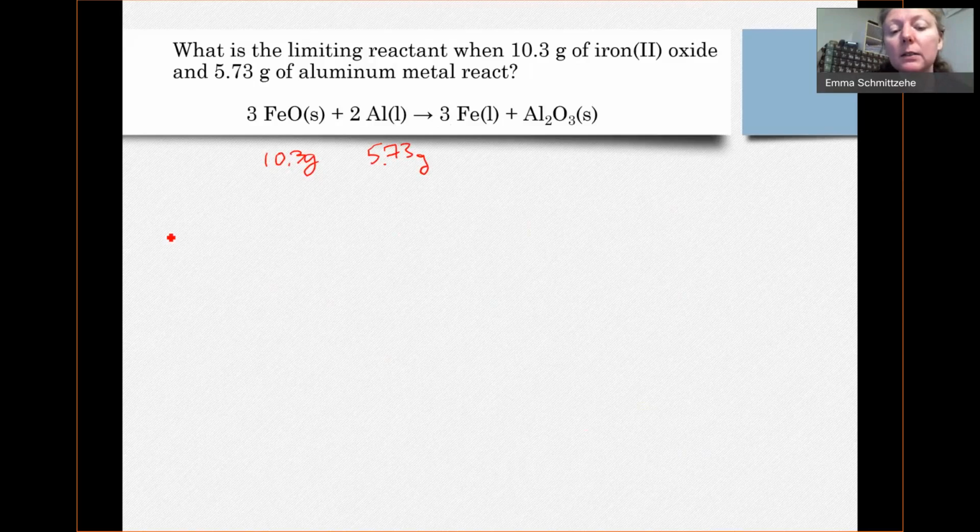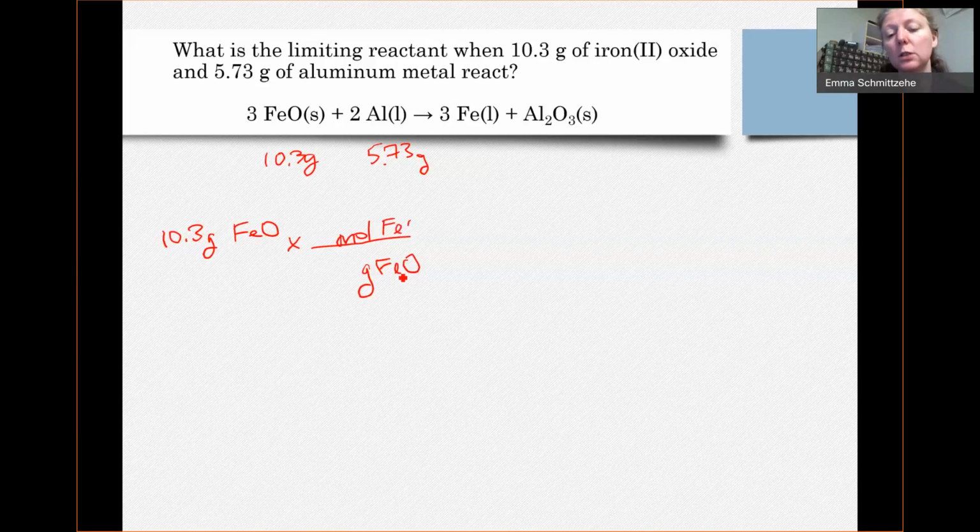So I'm going to take the 10.3 grams of FeO, and I'm going to figure out how much iron it would produce if that reacts completely. So I'm going to convert my grams first to moles because I can't use the balanced chemical equation until I'm in units of moles. And then next, I'm going to convert the moles of that iron 2 oxide to moles of the product, and I chose iron.